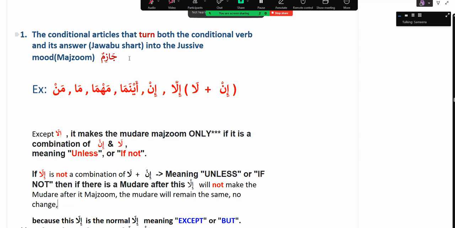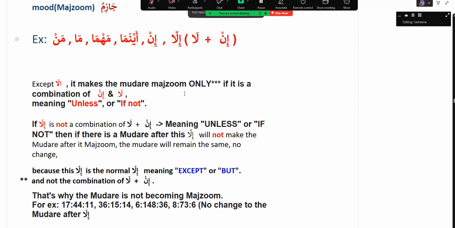So the conditional articles that turn both the conditional verb and its answer, that is Jawabu Shart, into jussive mode, that is Jazim, are man, ma, mahma, ainama, in, and illa, that is in plus la. Man, ma, mahma, ainama, in, and illa, in plus la. Illa, except illa, it makes the mudare majzoom only if it is a combination of in and la, that is meaning unless or if not.